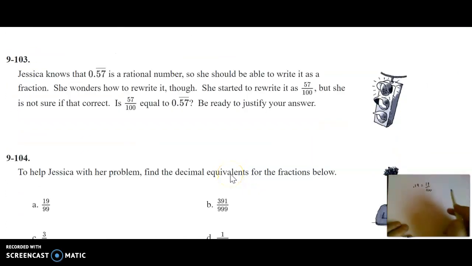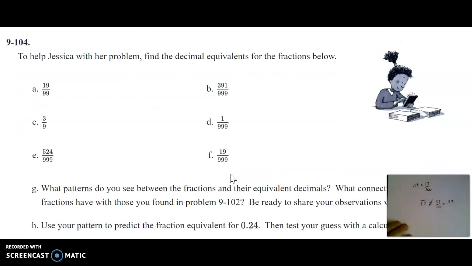103, hopefully you realize that 0.57 repeating is not the same as 57 hundredths, because 57 hundredths is actually equal to 0.57. This goes on forever, 57, 57, 57. This one does not. So 0.57 or 57 hundredths is a rational value, but 0.57 repeated is also rational. We just don't know how to write the fraction for it yet. And that leads into a pattern they wanted you to find in problem 104.